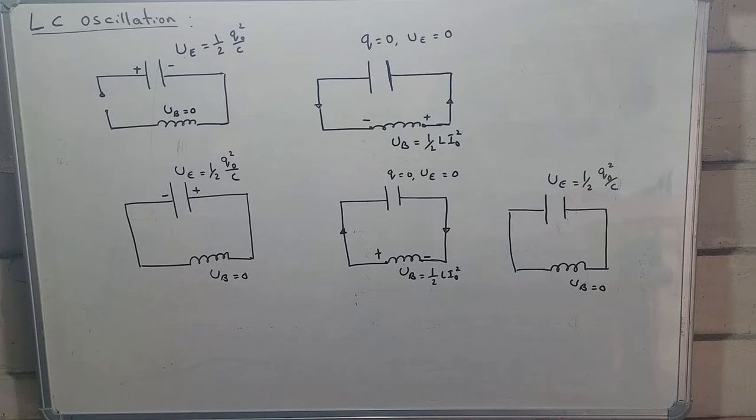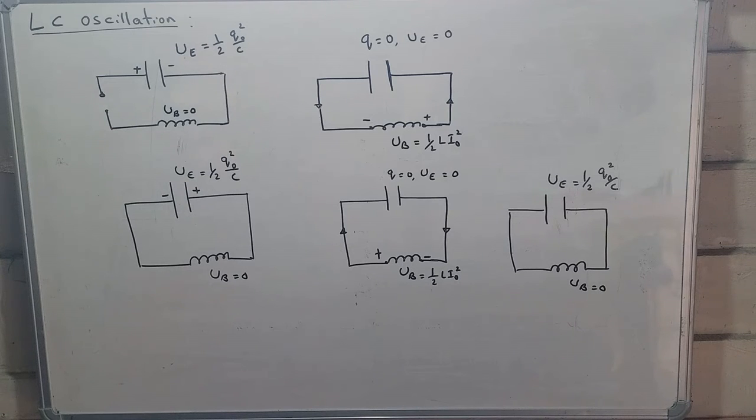All right, this is a very important topic, and that is LC oscillation. So, we know that a capacitor and an inductor are used to store electrical energy and magnetic energy. When the two are connected, you will find that both charge and current oscillate back and forth between the two components. This type of oscillation is known as LC oscillation, where L stands for the inductance of the inductor and C is the capacitance of the capacitor.